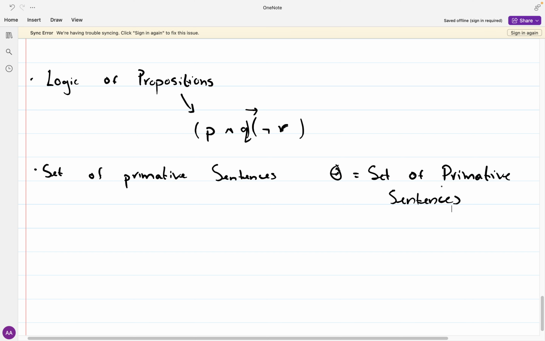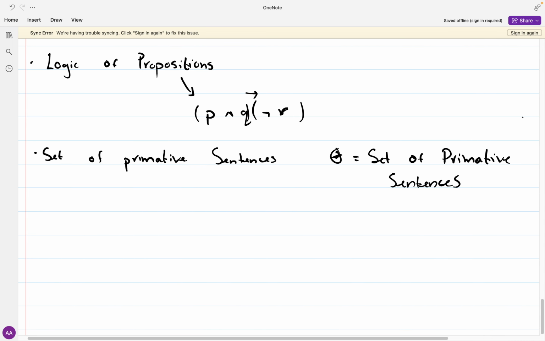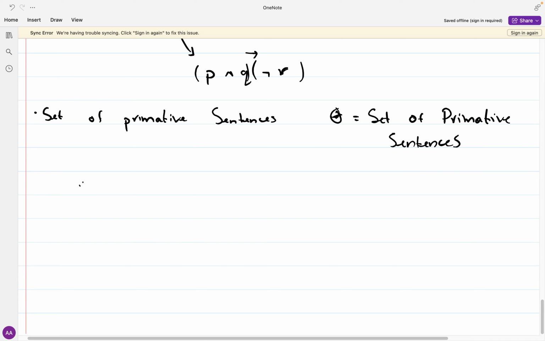You can use any other symbol if you wanted. You could just write the letters primitive or whatever. You can essentially have this being just a symbol that we use to define the set of primitive sentences. Well, if that is the case, then we can define the language of propositional logic as follows.